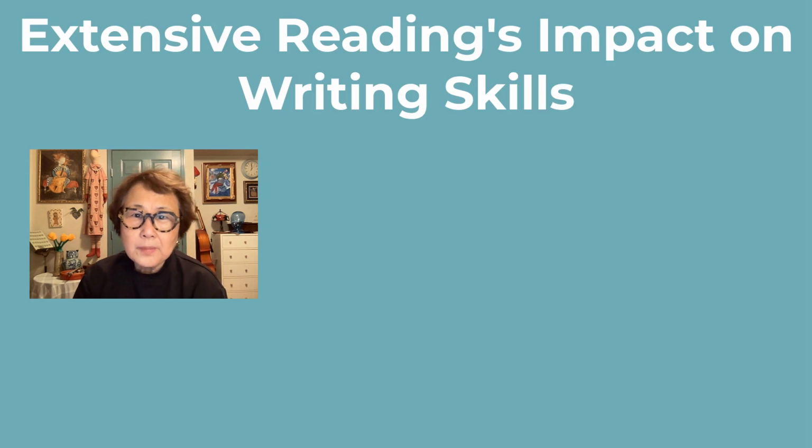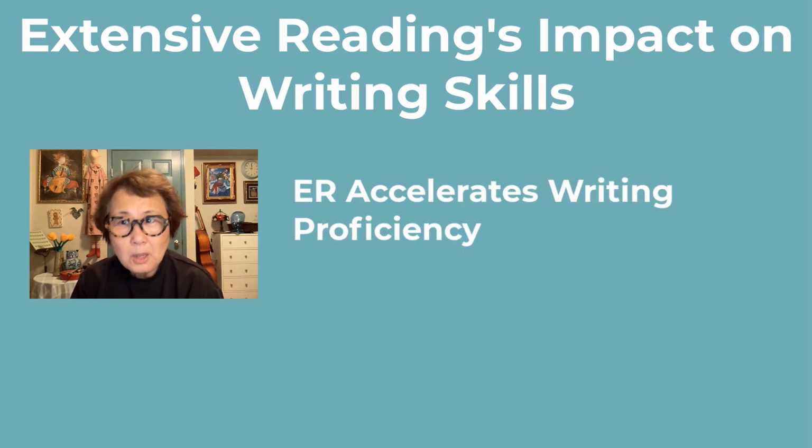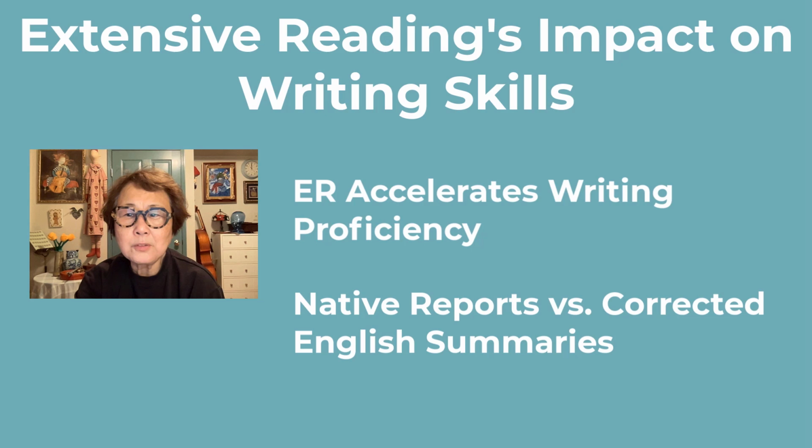Another example, in an extensive reading program focused on English composition, the subjects who wrote short reports in Japanese for each book they read showed similar improvements in fluency and accuracy in their English writing in half the time compared to the subjects who wrote summaries in English and received corrective feedback.